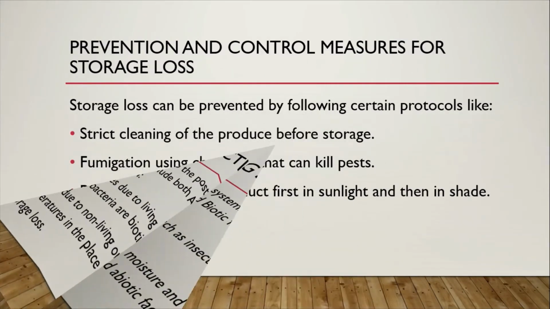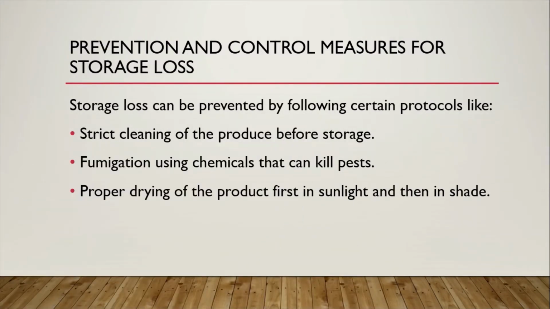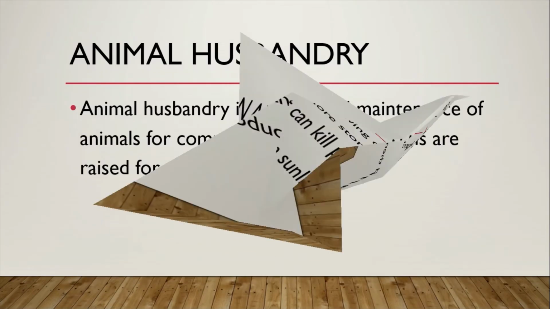Prevention and control measures for storage loss. Strict cleaning of the produce before storage. Fumigation using chemicals that can kill pests. Proper drying of the product first in sunlight and then in shade.